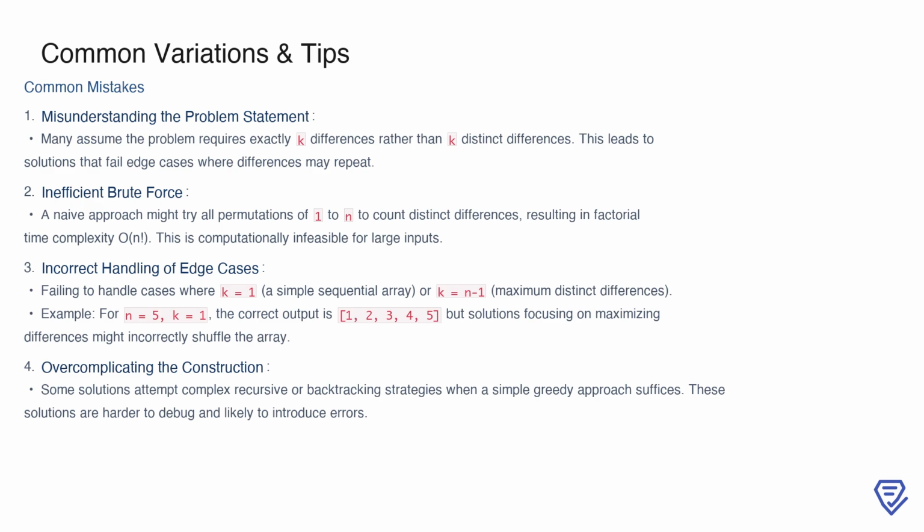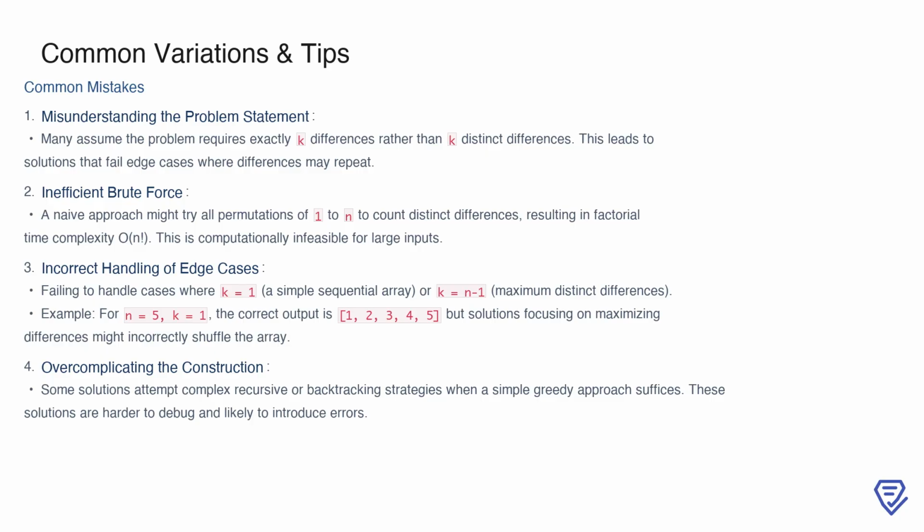of n. Additionally, there's a tendency to mishandle edge cases, such as when k equals 1, where the output should simply be a sequential array like 1, 2, 3, ..., n. On the other hand, for k equals n-1, you need to maximize the differences. For instance, if n equals 5 and k equals 1, the answer is 1, 2, 3, 4, 5, but solutions aimed at maximizing differences might incorrectly shuffle the array.